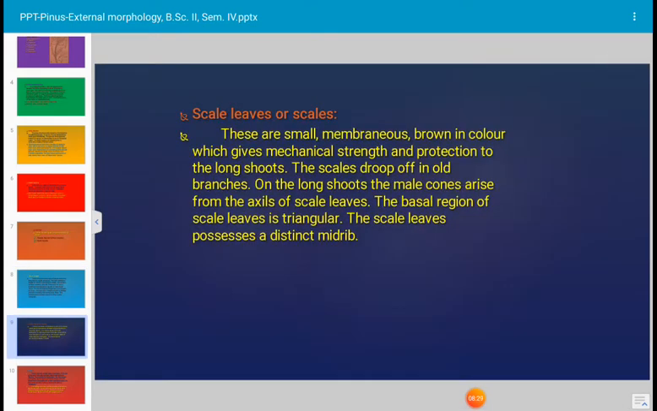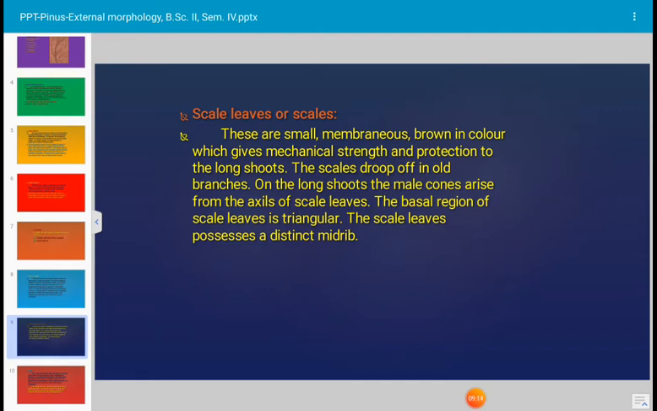Pinus is an evergreen tree. Let us see the scale-like leaves, which are present on the stem of the long shoot and the stem of the dwarf shoot. The scale-like leaves are present on the entire plant of the pinus, and are also called scales. The scaly leaves are very small in size. They are thin, membrane-like, and brown in color. The scale-like leaves give mechanical strength to the plant, and also give protection to the long shoots where they occur on the stem.